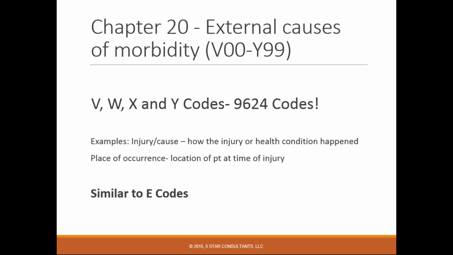Chapter 20, external causes of morbidity. This is chapter V00 all the way to Y99. There are 9,624 codes in this section. Injury or cause. How is the injury or health condition happening?